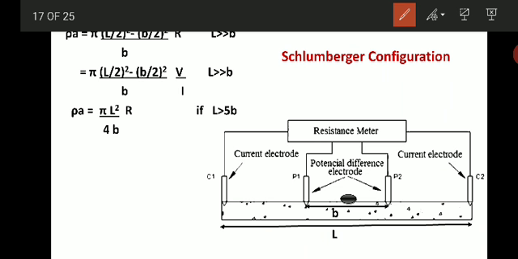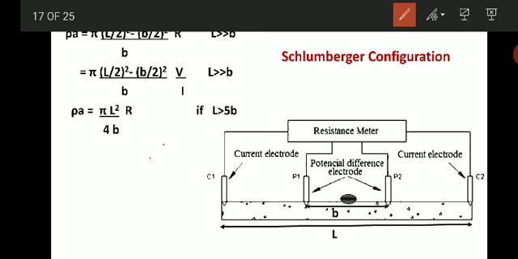So you have understood now the difference between Wenner and Schlumberger. In Wenner, all 4 electrodes are moved simultaneously. In Schlumberger, P1 and P2 are kept constant for a set of readings and only the current electrodes are moved, and after a set of readings the potential electrodes are moved, and again the readings are taken.